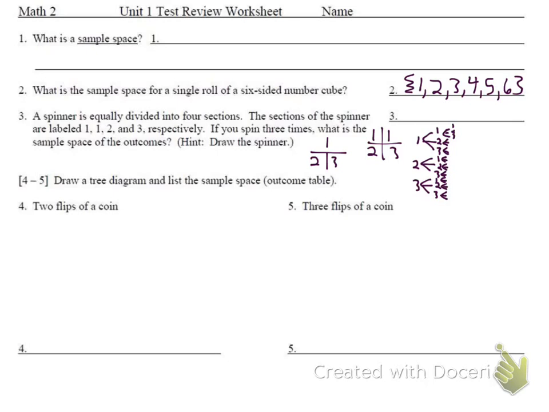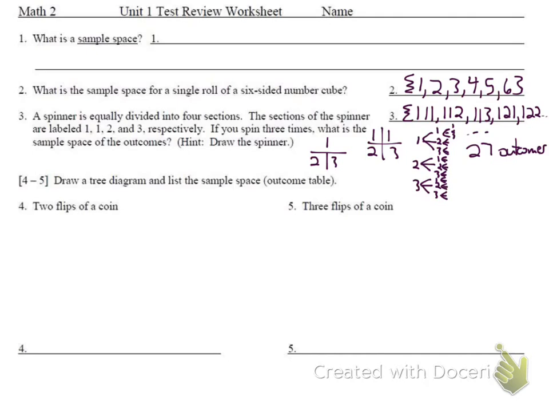So you could get 1, 1, 1, 1, 1, 2, 1, 1, 3, 1, 2, 1, 1, 2, 2, and it actually goes on to 27 outcomes. We could also see that because we had 3 options for the first spin, 3 options for the second, 3 options for the third, so 3 times 3 times 3 does give us 27.